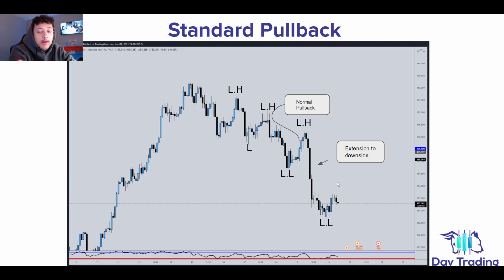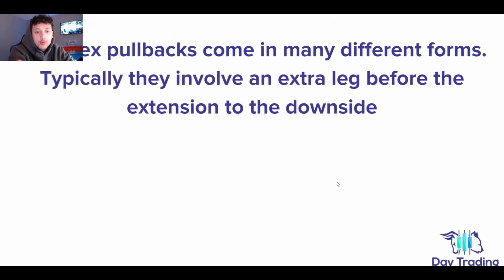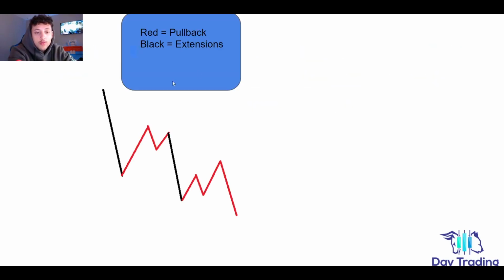When a complex pullback is actually forming, it's going to have multiple legs. So let's go over the examples of what the complex pullback typically looks like. And again, they come in all different types of forms. In this situation here, what is in red is going to be our pullback, and our black is going to be our extension.